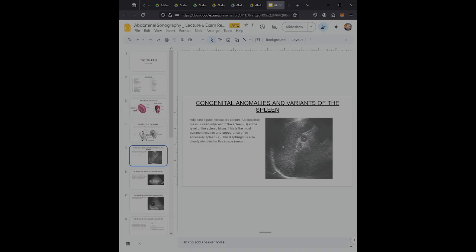The accessory spleen will appear isoechoic to the normal spleen, and the spleen may also appear to be divided by a hypoechoic line in some individuals, and we refer to this hypoechoic line as the splenic cleft.